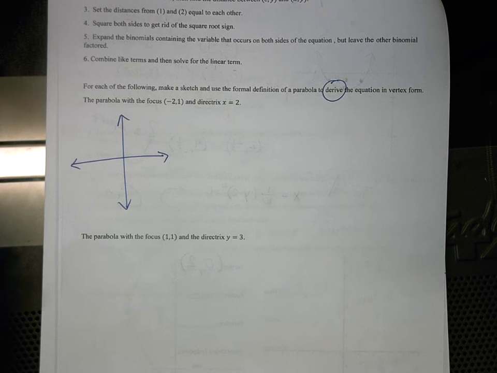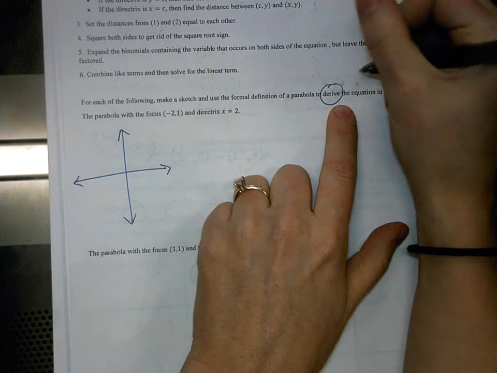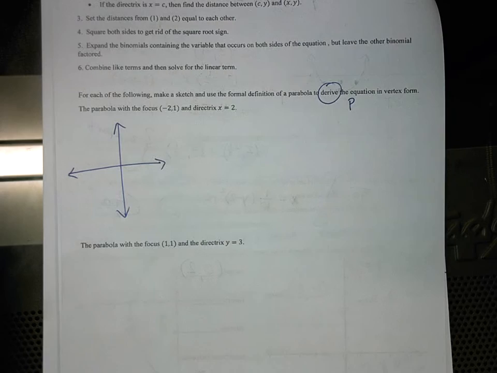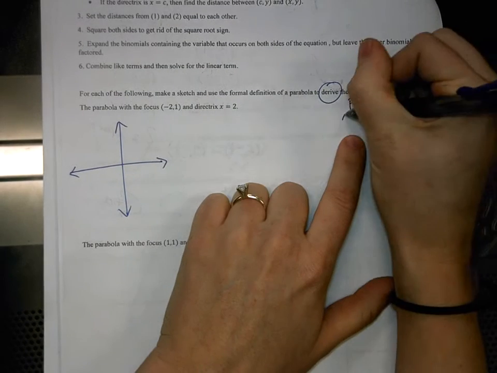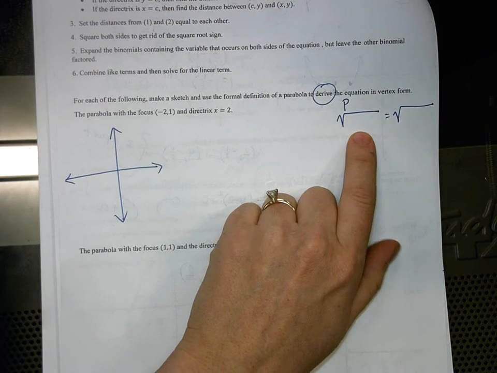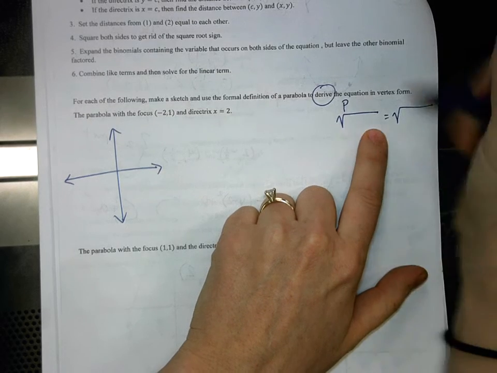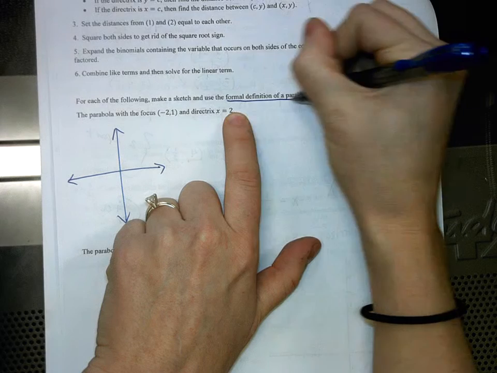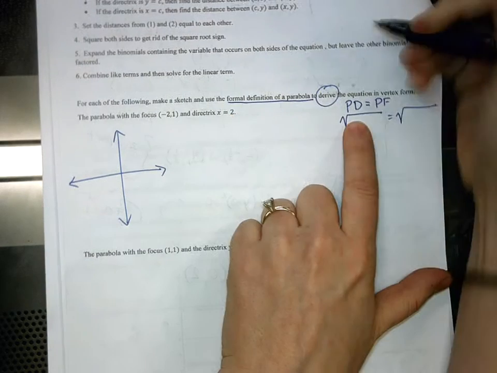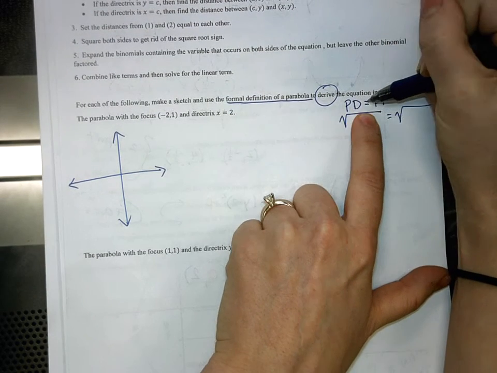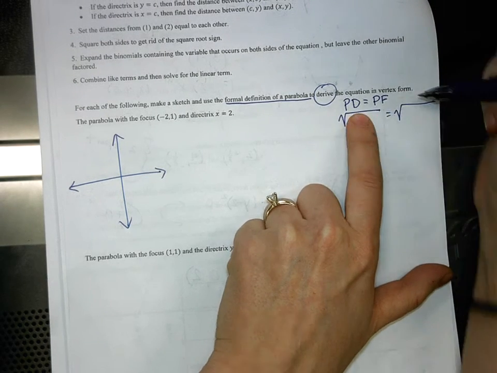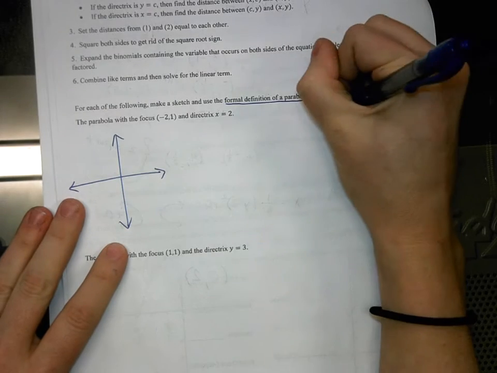Okay, so normally if we are to derive the equation, what do we need to use in order to derive the equation for a parabola? The distance formula. The distance formula is the square root of x2 minus x1 squared plus y2 minus y1 squared, right? And we also use the formal definition of a parabola, which is PD equals what? PF. Good. All that means is the distance from the point on the parabola to the directrix has to equal the distance from the same point to the focus. Those two distances should be equal to each other. Okay, if it says derive, that's what you're going to do.